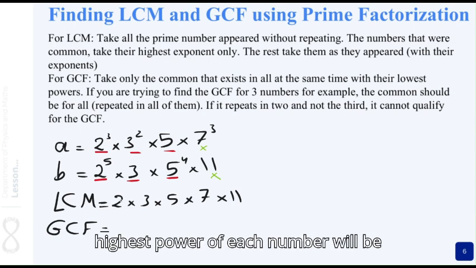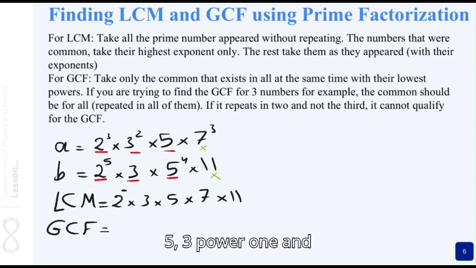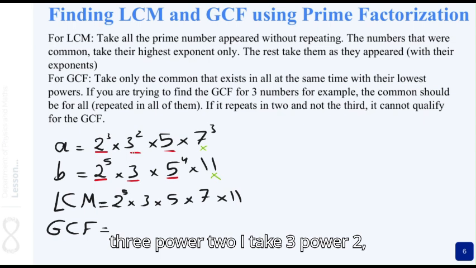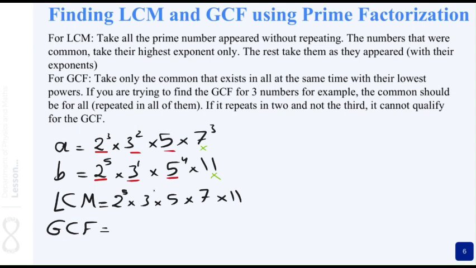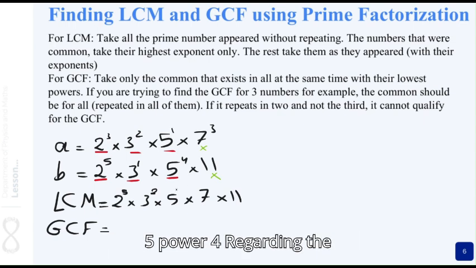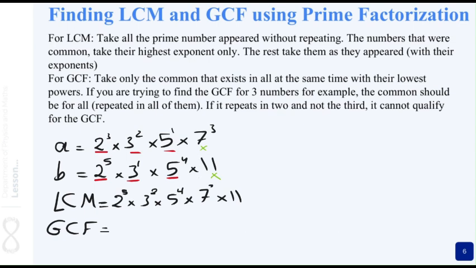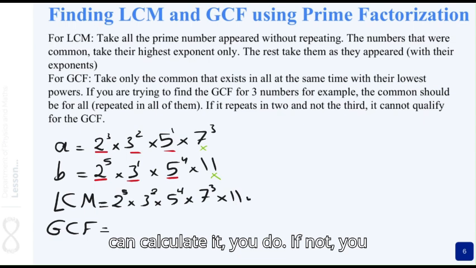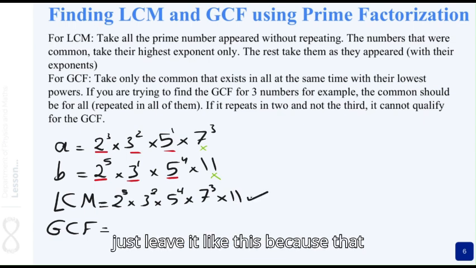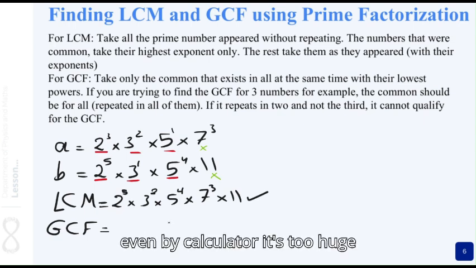Now, the highest power of each number will be taken. This means this will be 2 power 5, 3 power 1 and 3 power 2, I take 3 power 2, 5 power 1 and 5 power 4, I take 5 power 4. Regarding the non-commons, you take them as they are. That's the LCM here. If you can calculate it, you do. If not, you just leave it like this because that number looks too big to calculate. Even by calculator, it's too huge.